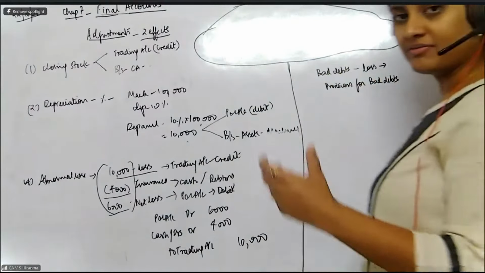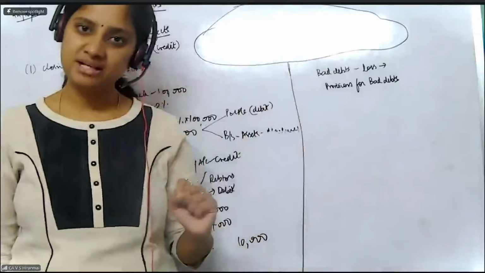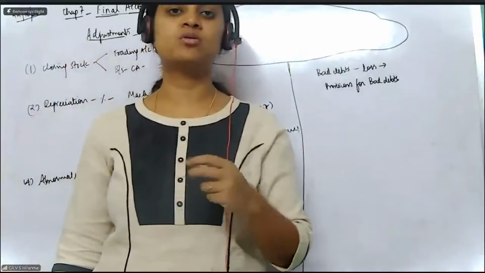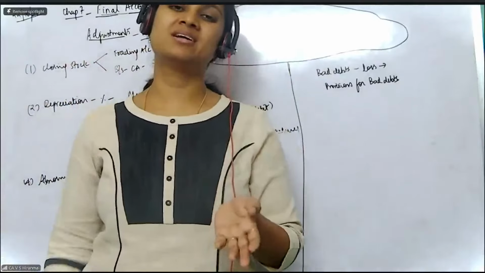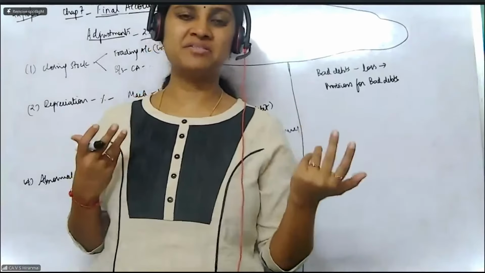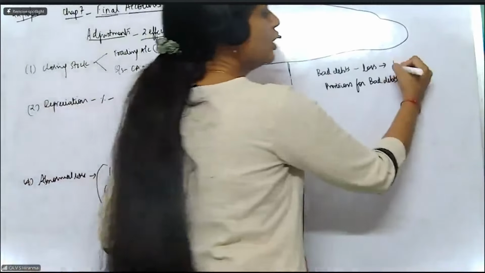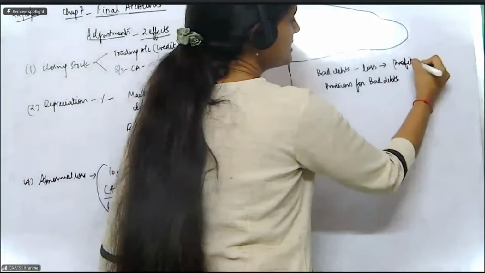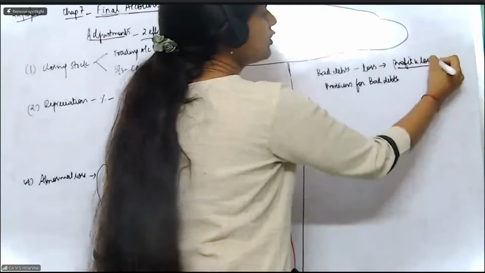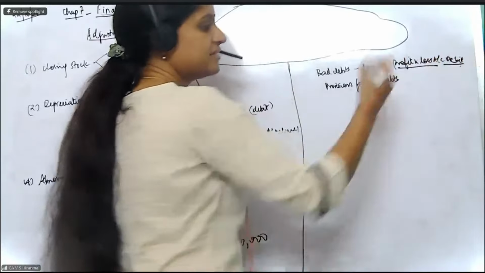Correct? When you have sold goods, and the debtors have taken the goods also, they have promised to pay you money at a later date. But then they tell you, I'm not able to pay the money. I have gone bankrupt. I don't have any money. So that becomes your bad debt. It is a loss. So where should it go? Usually, it will go to the profit and loss account debit side. Correct? This is what we have learned.